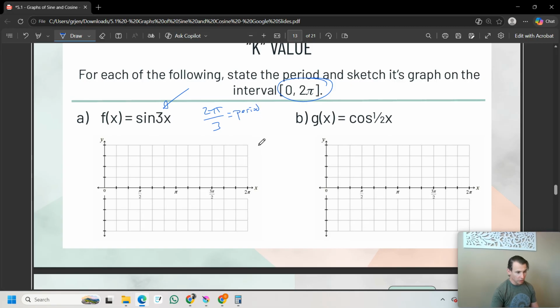And so what's our quarter period? So let's find it. 2 pi on 3 multiplied by 1 on 4, and that gives us pi on 6. This is our new quarter period. Cool. So fortunately enough, that's pi on 6, that's pi on 3, that's pi on 2. These are all pi by 6s, all of these little increments.